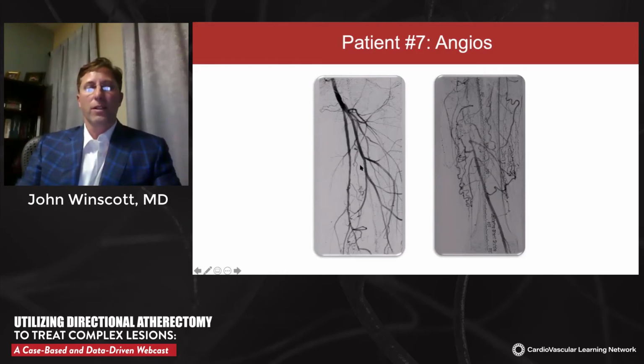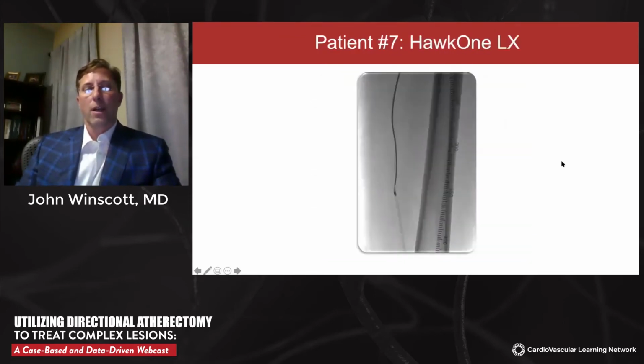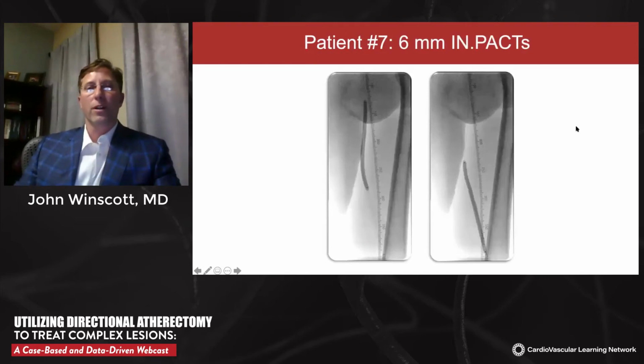He has diffuse disease of the mid SFA and then complete occlusion of the distal SFA with reconstitution in the proximal popliteal. So we were able to cross that lesion with just standard wire and catheter techniques. We performed directional atherectomy with the Hawk 1LX device, as you see here, and followed that up with drug-coated balloon angioplasty with two 6-millimeter diameter IMPACT Admiral paclitaxel-coated balloons.